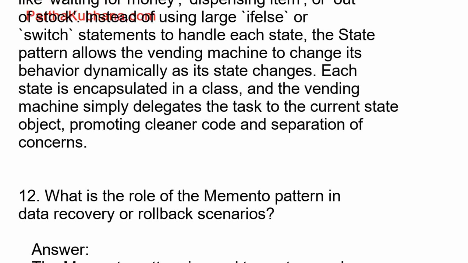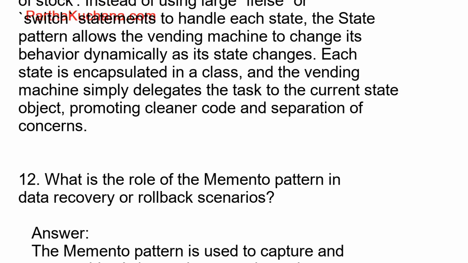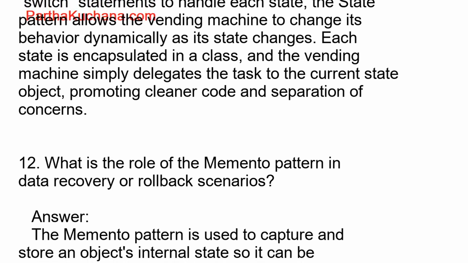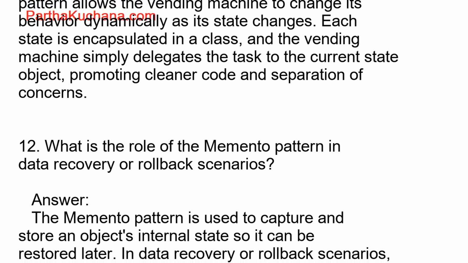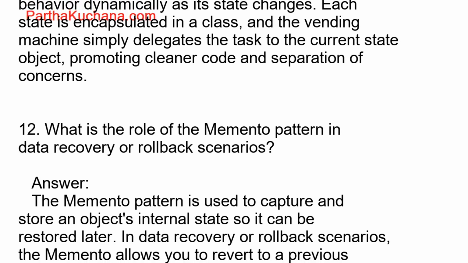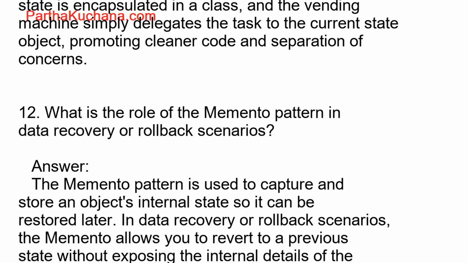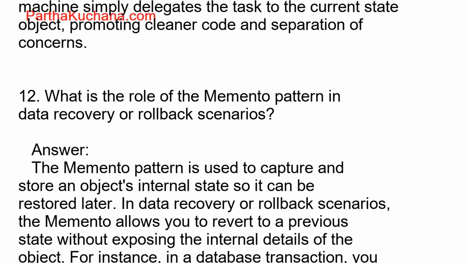details of the object. For instance, in a database transaction, you can save the state before making changes. If the operation fails, the memento allows you to roll back to the initial state, ensuring data integrity.